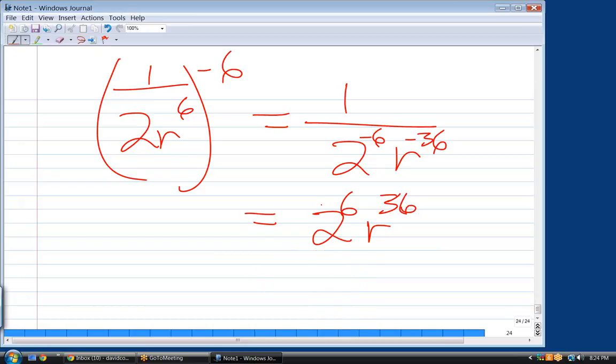2 to the 6th is 64. And if you want to memorize anything at all, it's powers of 2. It would be really helpful in your math career to know what 2 squared is, 2 cubed, 2 to the 4th, 2 to the 5th, 2 to the 6th, 2 to the 7th. I would say up to 2 to the 10th. Now let me tell you why.